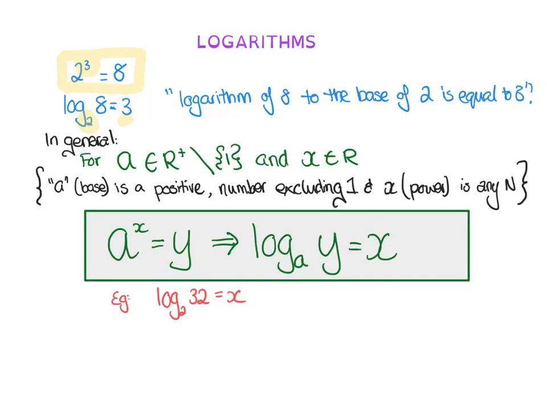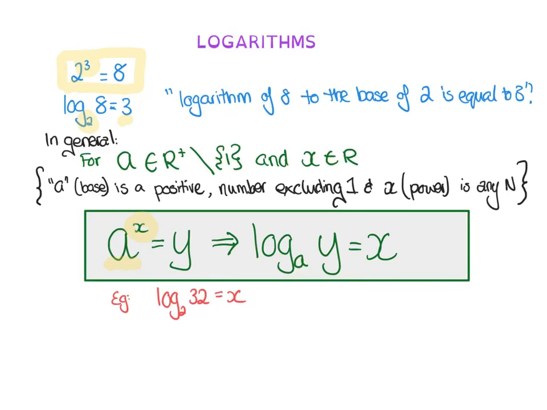Now, in general, as long as A is a real number, not 1, so as long as we don't have 1 and we have any other positive number, we can do them. And X can be any number, so the power could be any number, but the base has to be above 1, so anything bigger than 1. So we can flick something to the power if it equals into a log.